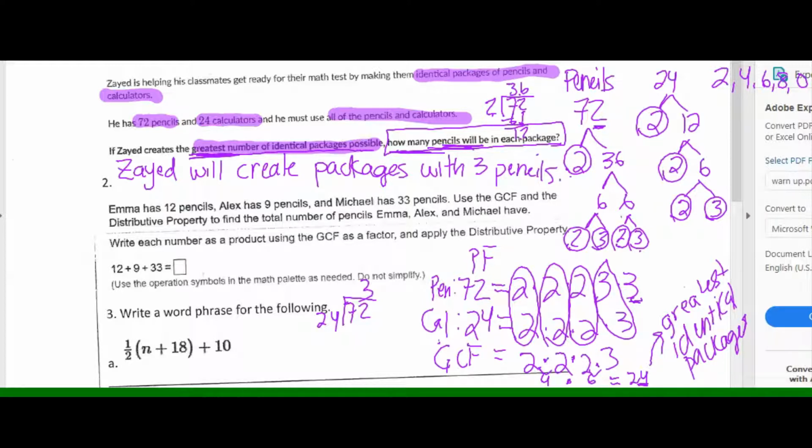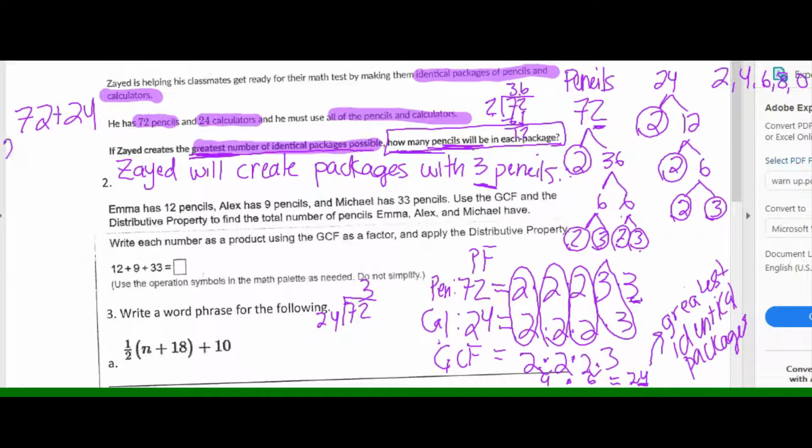Remember, the greatest common factor is going to tell you the greatest number of identical groups. And sometimes you have to use the greatest number of identical groups to figure out the actual question. So let's say we wanted to rewrite this using the greatest common factor in the distributive property. Let's say we have 72 plus 24. This is not the answer. The answer is 3. I'm just expanding this.